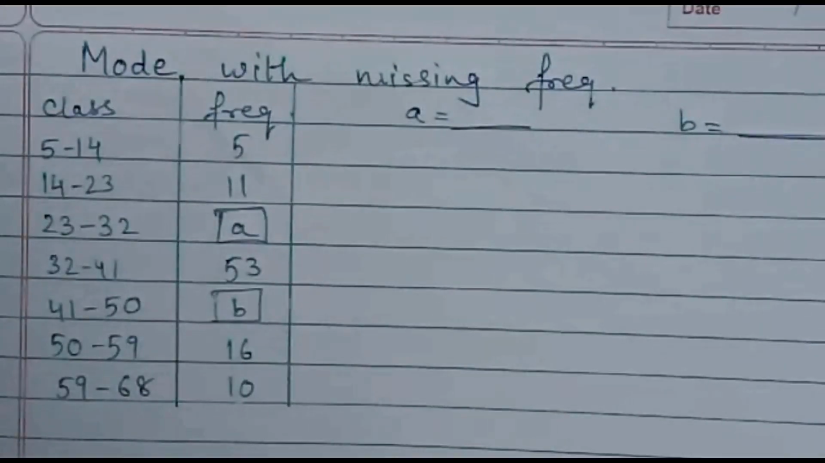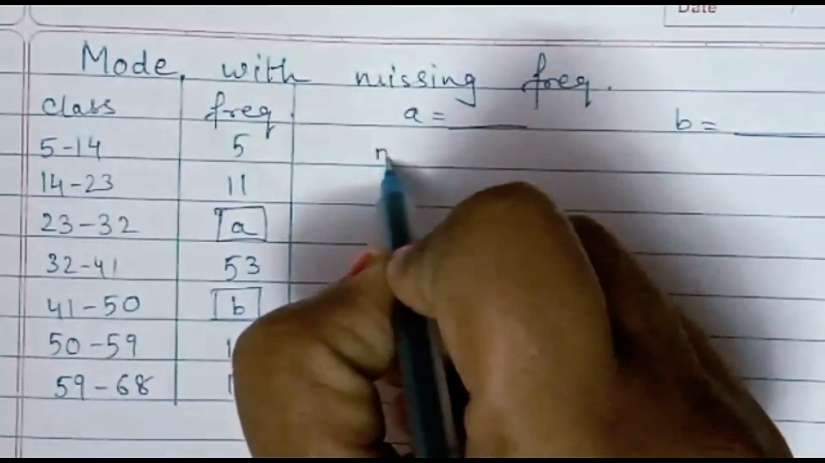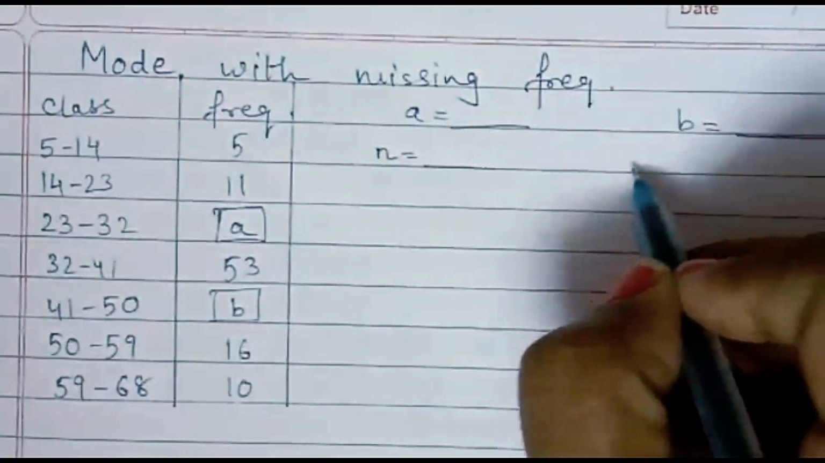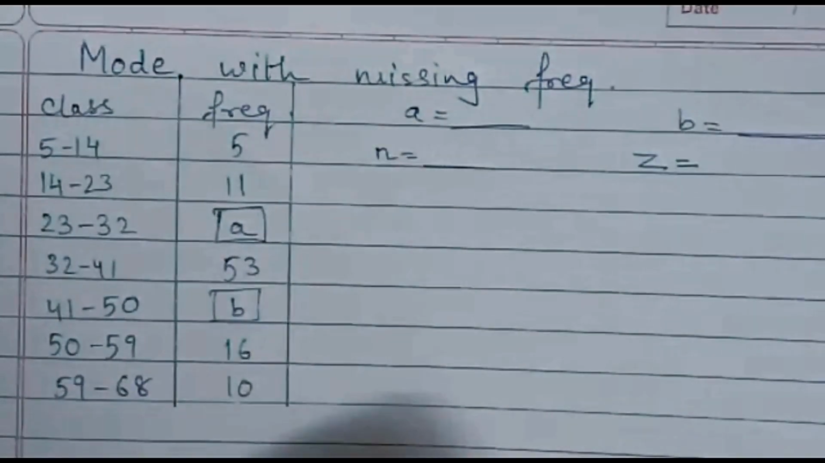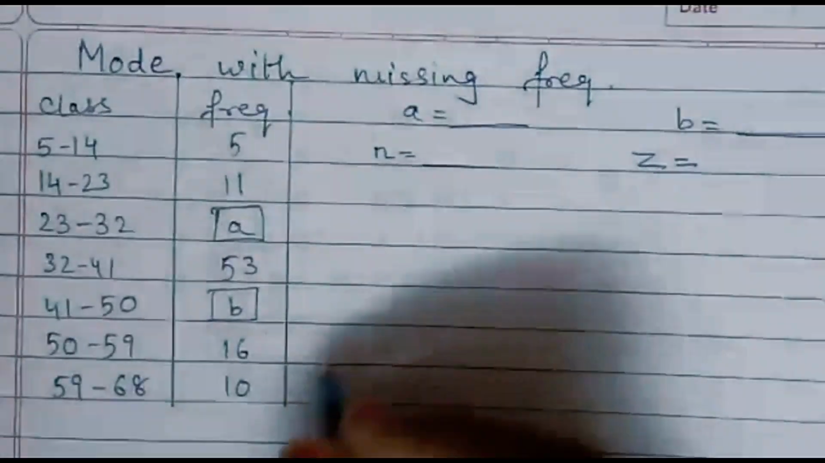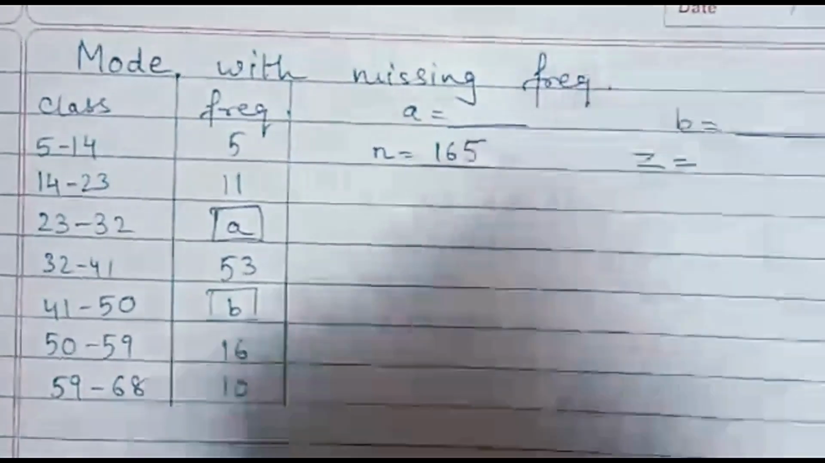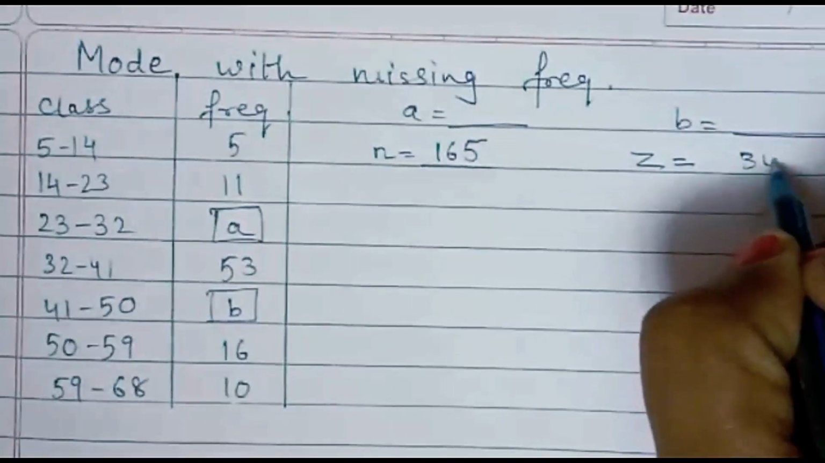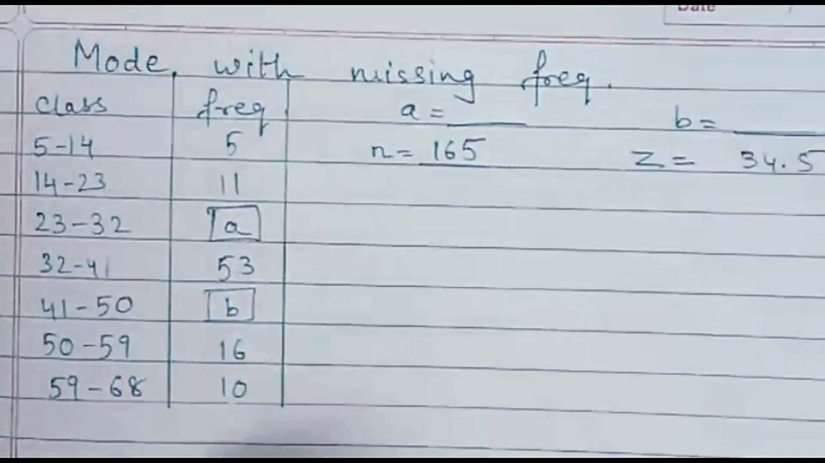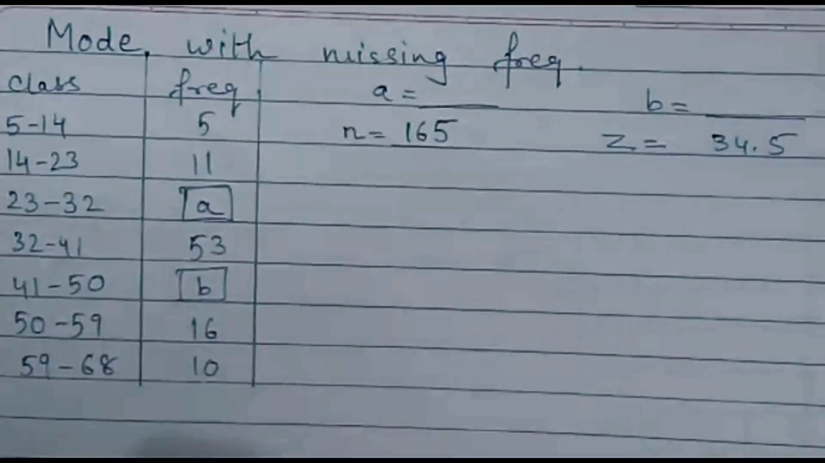You see that in such kind of sums, it is necessary to have the value of N and the value of mode, that means Z. So it is already given in the question that the total observations is 165 and the value of mode is given to be 34.5. So let us see how we are going to solve this sum.